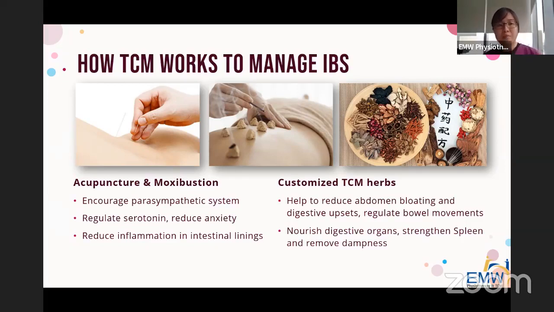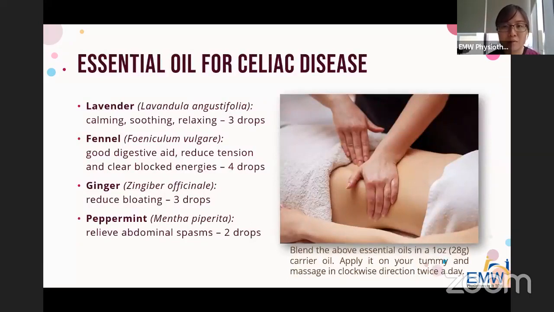For my clinic, because I have a passion for essential oils as well, I would recommend patients, if they are also oil users, to customize an oil blend for a tummy rub. What you can use is the following: lavender, fennel, ginger, and peppermint. Lavender is good because it has a calming, soothing, relaxing property. It helps to calm you down.